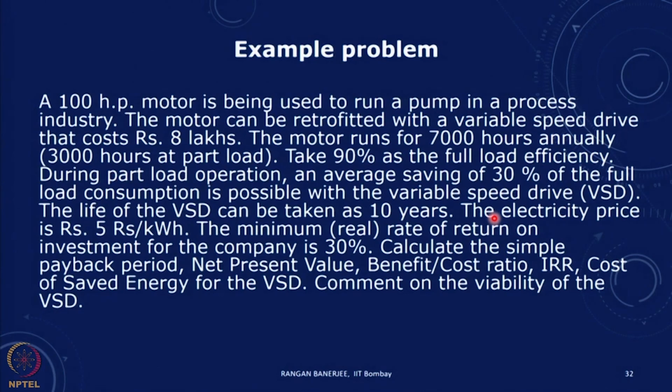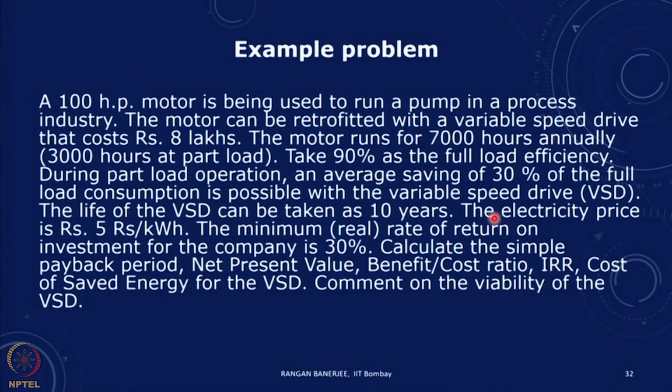We are talking of a motor in an industry, and that motor is a 100 horsepower motor. It's being used to run a pump in a process. And this motor can be retrofitted with a variable speed drive that costs 8 lakhs. The motor runs for 7,000 hours annually, of which 3,000 hours it runs at part load. Now what happens in the case of the variable speed drive is when we are running it at part load, it's running inefficiently. If you have a variable speed drive, instead of throttling the pump, we will run the motor at a different speed and we get savings.